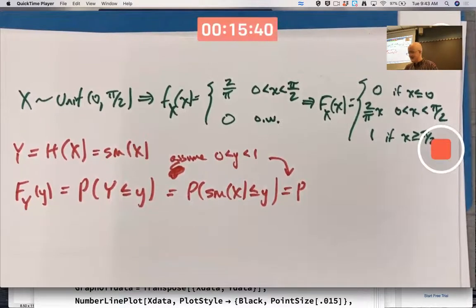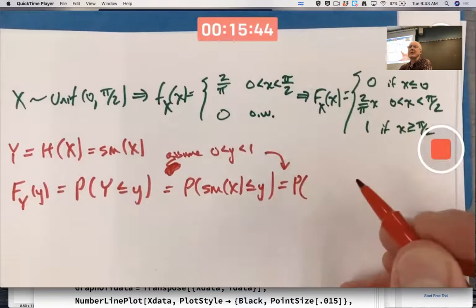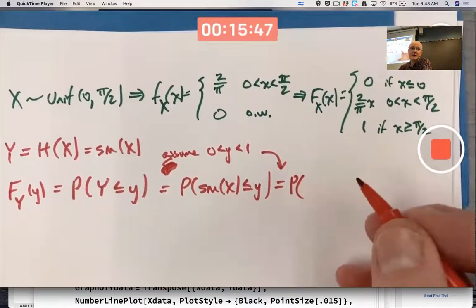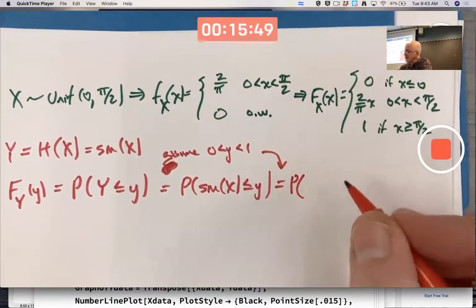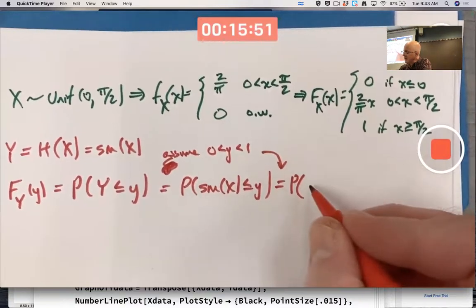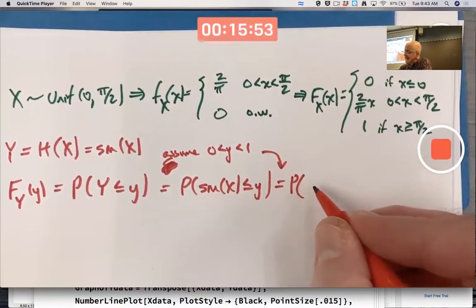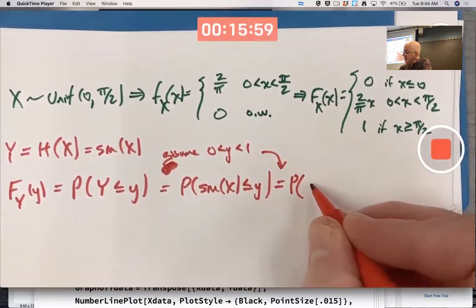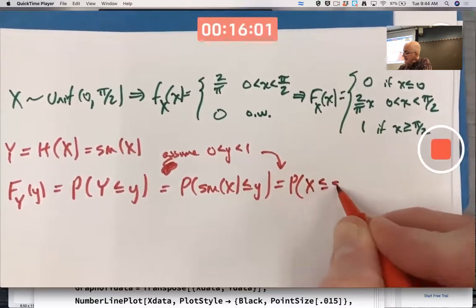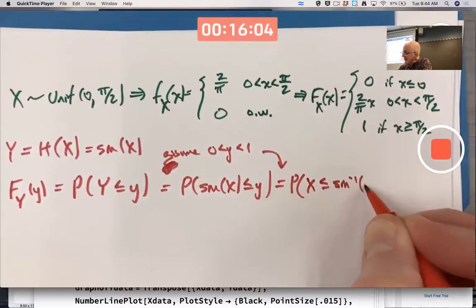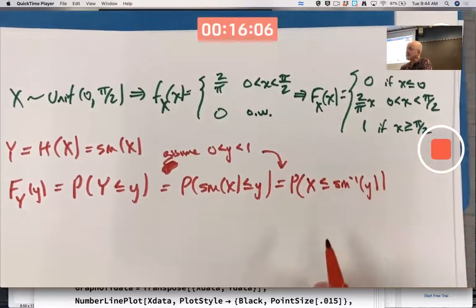Anyway, for us, you can't plug something bigger than 1 into the inverse sine function. You can plug something between -1 and 0 into it. But as far as ultimately simplifying the way we want to, since x is between 0 and pi over 2, y is going to be between 0 and 1 anyway. So take the inverse sine of both sides. And the inequality does stay the same direction, less than or equal to.